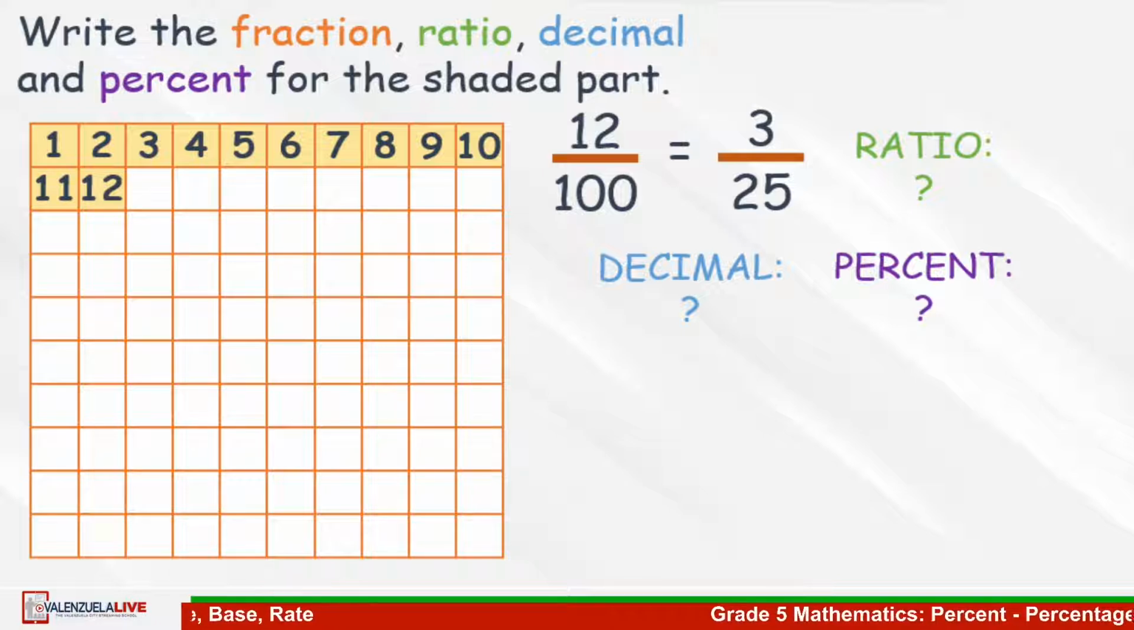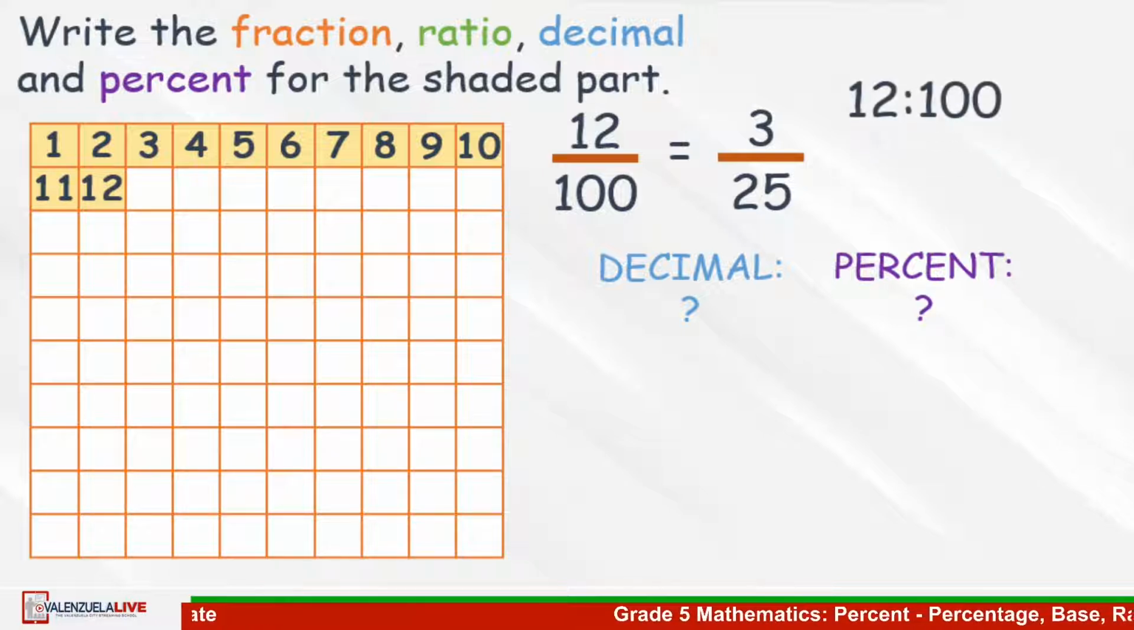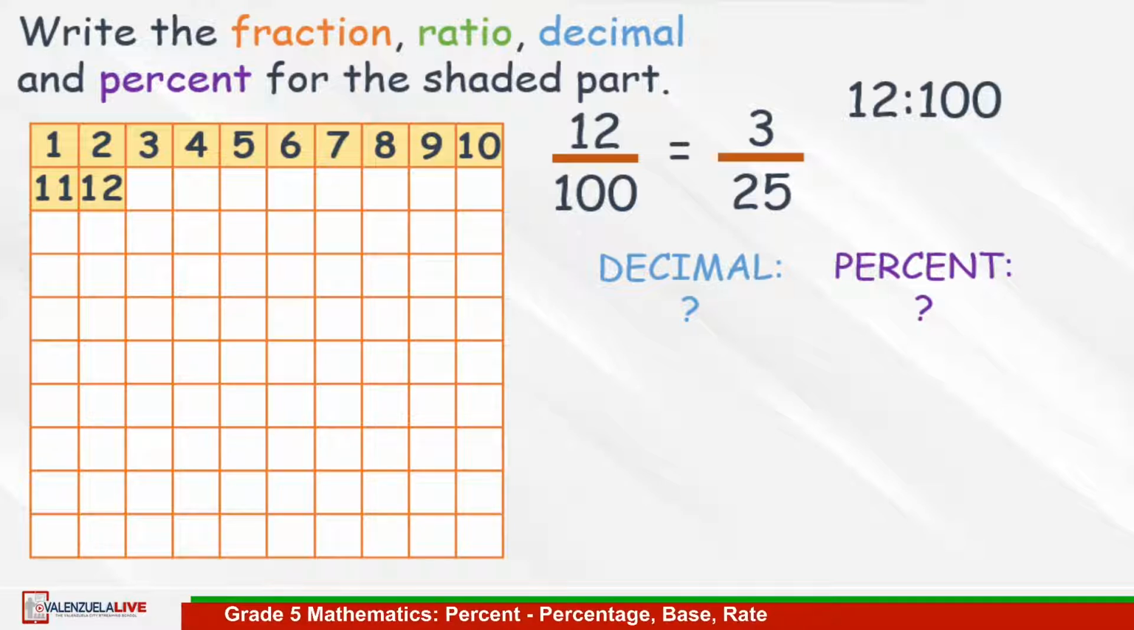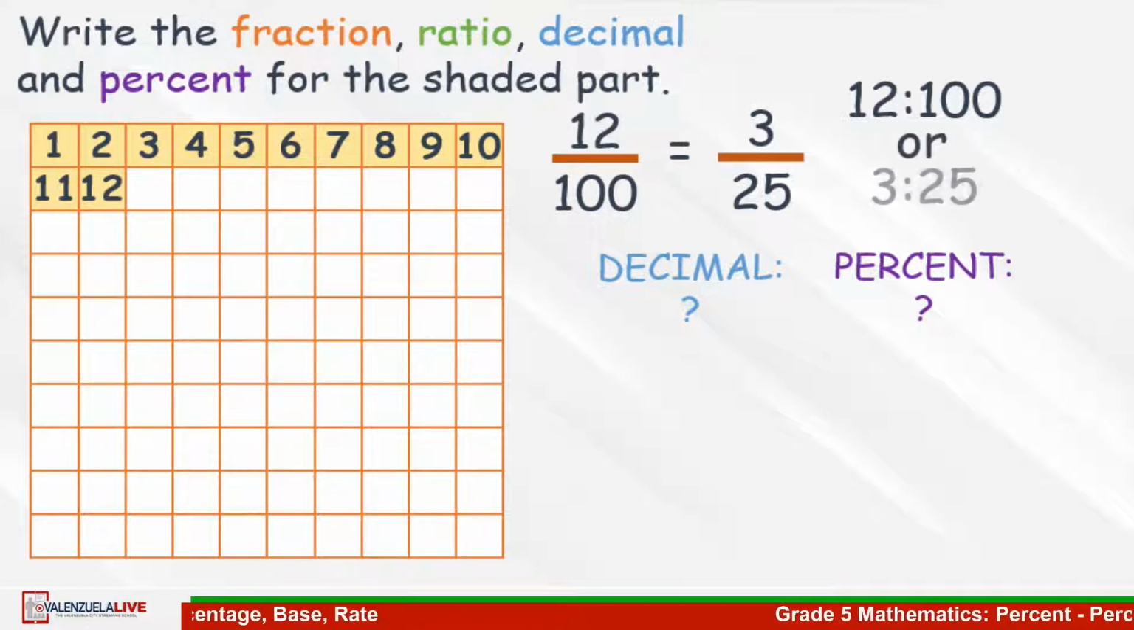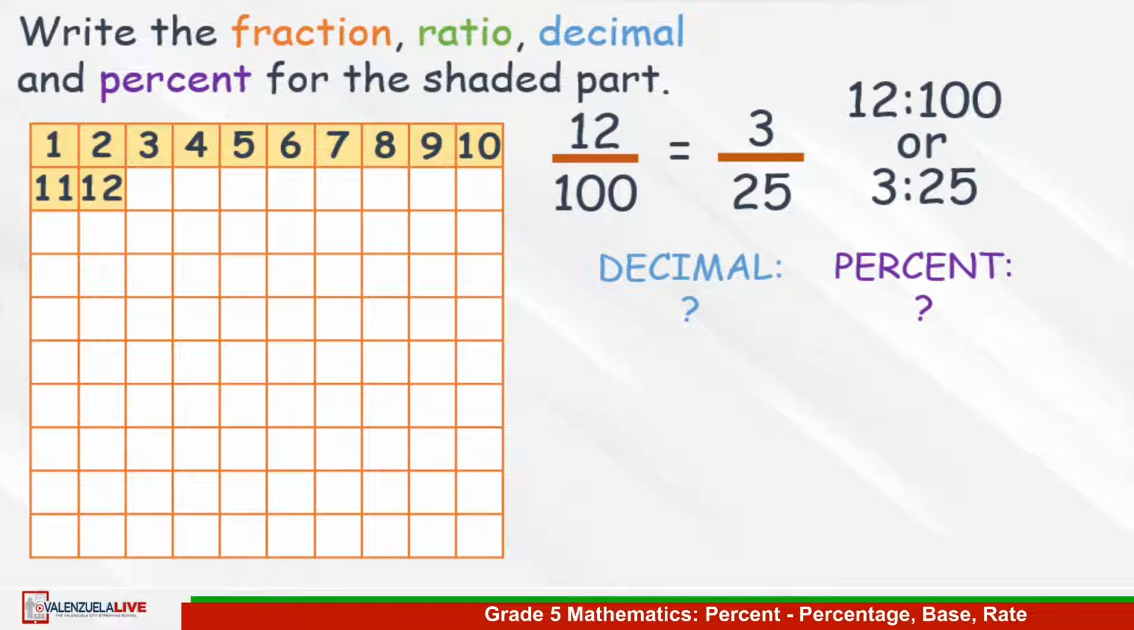Okay, how about the ratio? Let's compare the shaded parts to the total number of squares. The total number of squares is 100 and the shaded parts is 12. Therefore, the ratio is 12 to 100. The same with fraction, we're going to simplify it: 3 to 25. Okay, now this time, how about the decimal form?